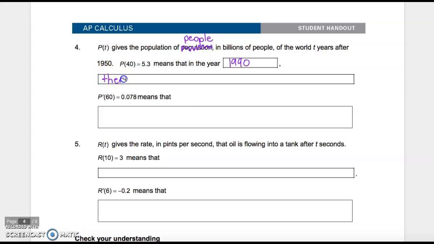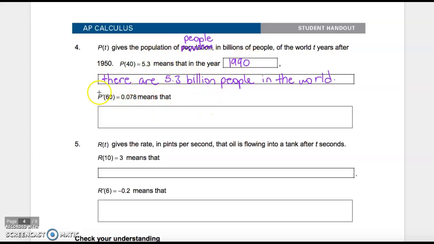there are 5.3 billion people in the world. I was trying to figure out a fancier way to write that. I guess you could write that the population of the world was 5.3 billion people, but this gets the same point across, right?